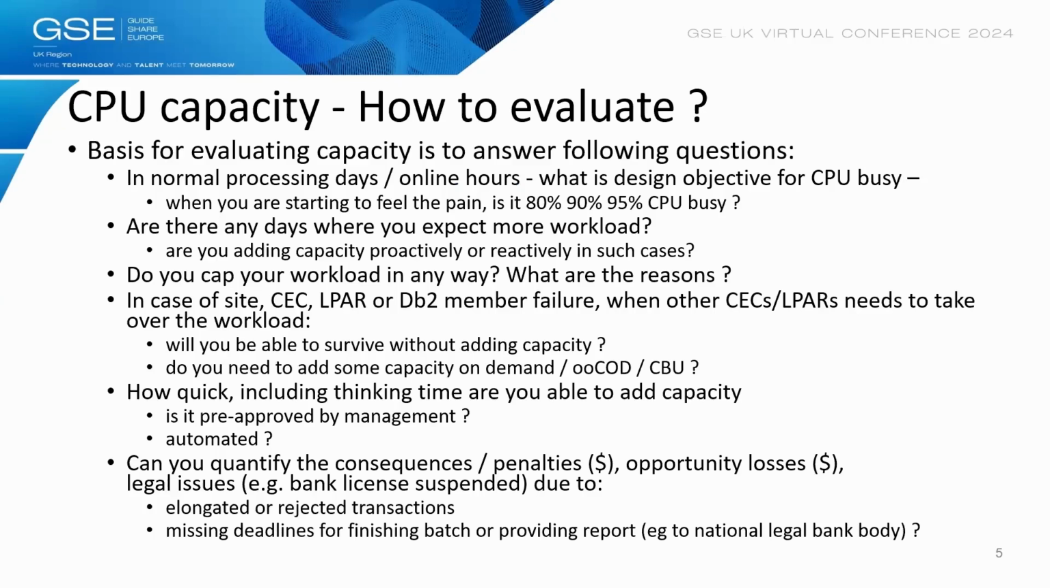First of all, how should CPU capacity be evaluated? Actually, the easiest way to evaluate is by pain. I mean, what is the design objective for CPU busy? What percentage of CPU busy affects your business, when your transactions are slowing down? Is it 90%, 80%, 85%, 99%? What is your objective for when you start to worry, when your phone starts to ring? Or for example, when your batch is not meeting the deadline before the online day?